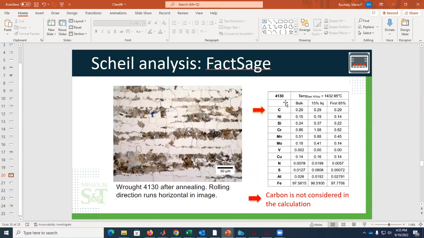So 4130 is our base composition, and notice that I'm placing all of the elements included in the ASTM standard, plus some incidentals like copper, nitrogen, and aluminum. Those are incidentals.